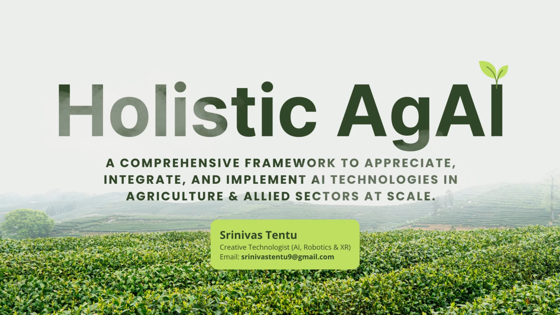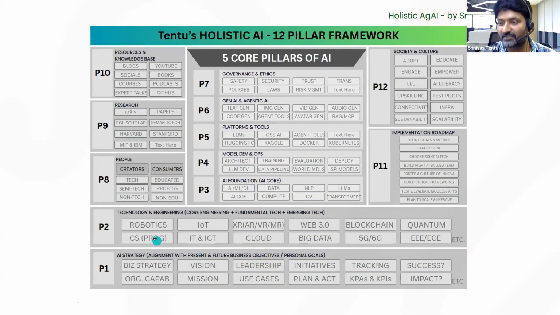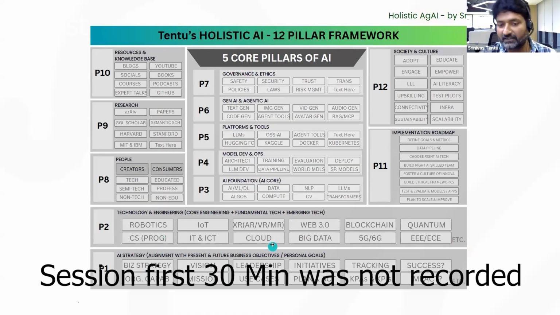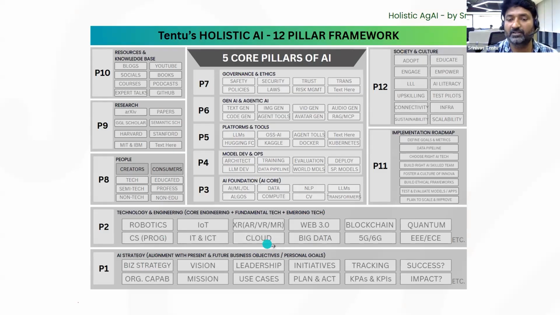The fundamental technologies like computer science. This is all about fundamentally computer science, programming and information technology, ICTs, cloud. Even yesterday, Sumant's session was on how to use clouds, servers, and what the infrastructure is and all those things. That's one part of the core technologies, the fundamental technologies.